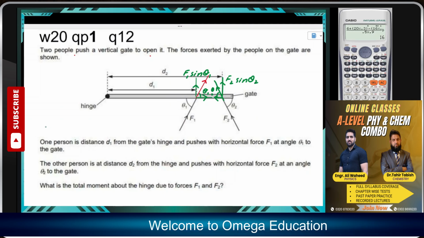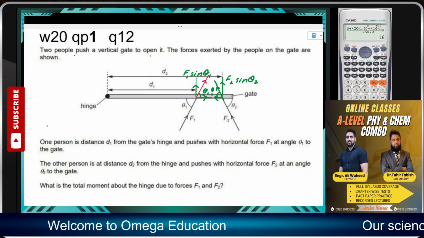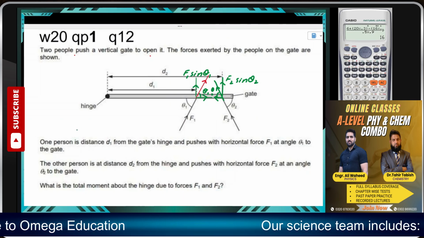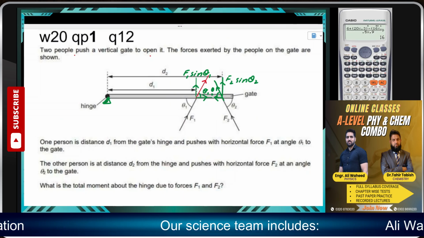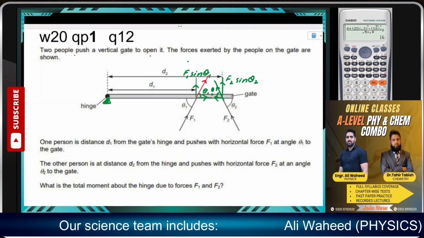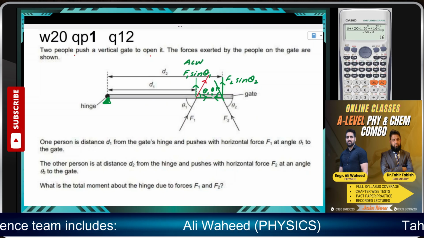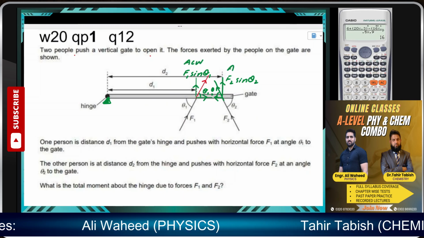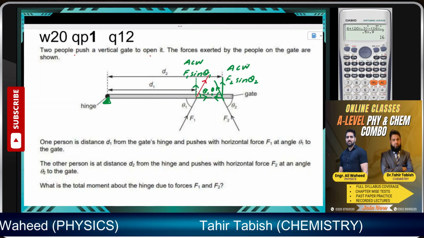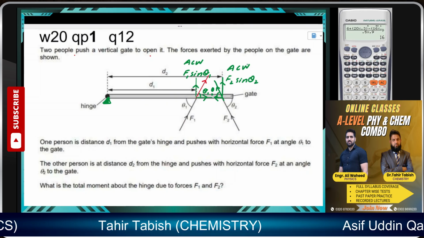So what is the first moment? What is the moment produced by the force F1? Well, first of all, if this is a pivot, that moment would be anti-clockwise, and the moment produced by the other force would also be anti-clockwise. What is the expression for it?